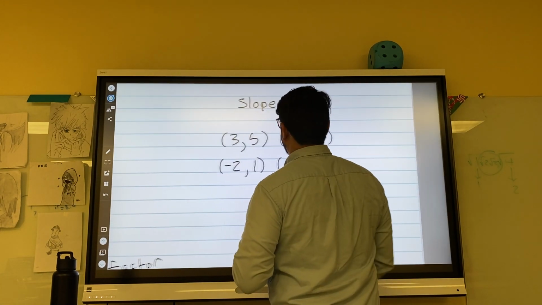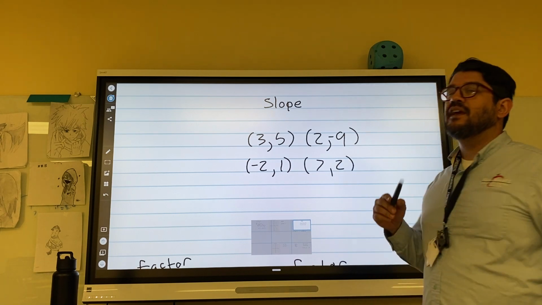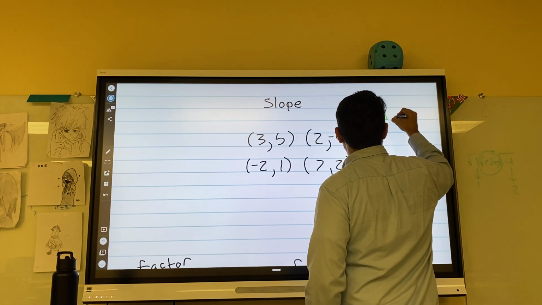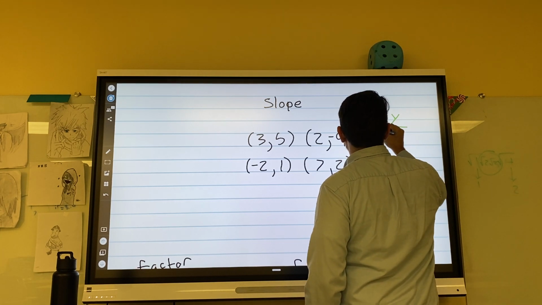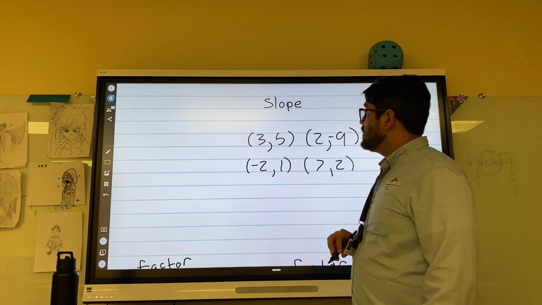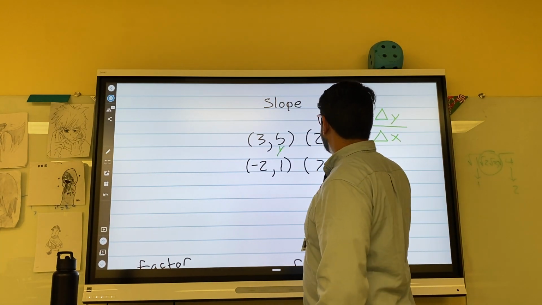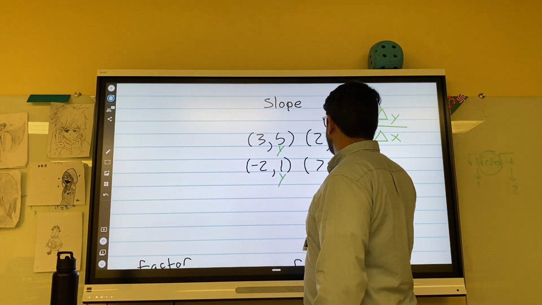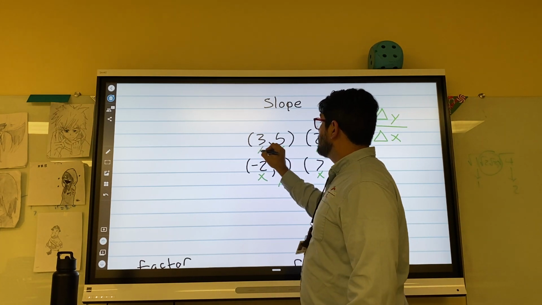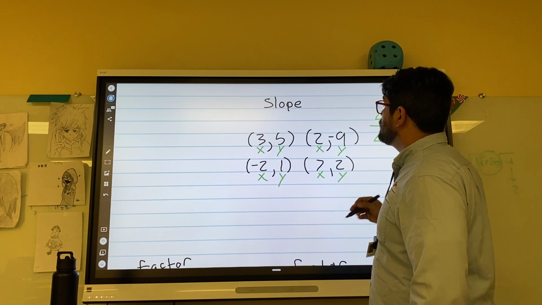Right, slope. Now slope is a very, very easy process, okay? The formula is the change in y divided by the change in x, okay? So y's are always the second numbers, x's are always the first numbers, okay? So we have to find out what the change in y is first.